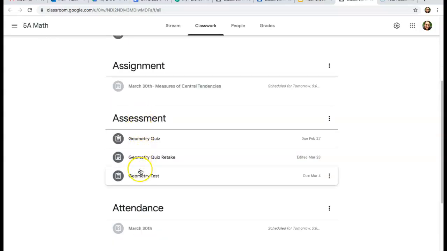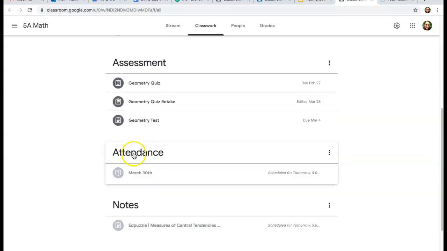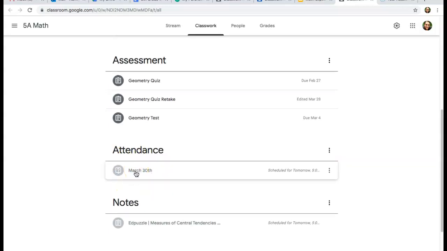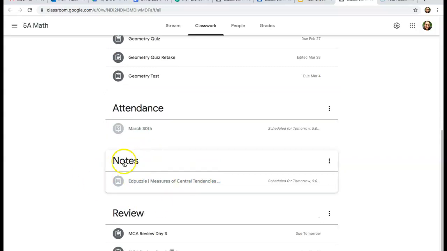Then you have your assessments. This is where any quizzes or tests will be found. Then you have your daily attendance. Every day your attendance will be labeled with the date, and you have one question that needs to be answered by 2 p.m. each day. Then you'll have your notes section. This will be where any note videos are.